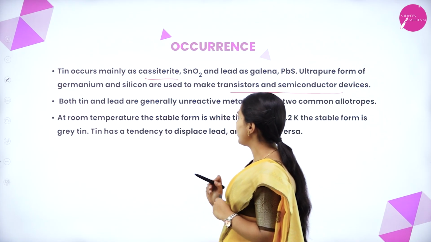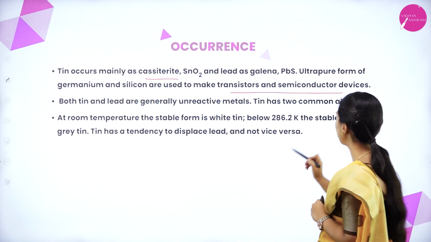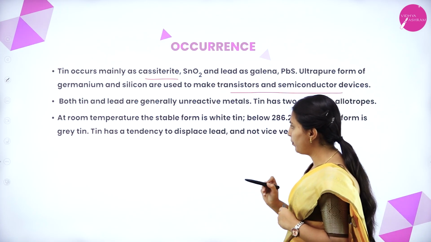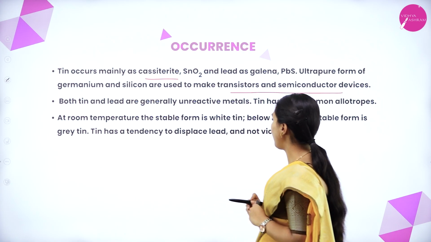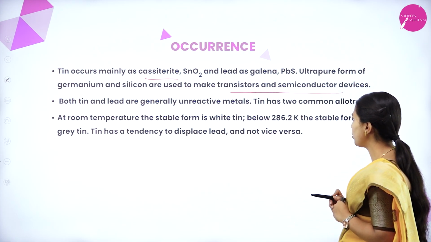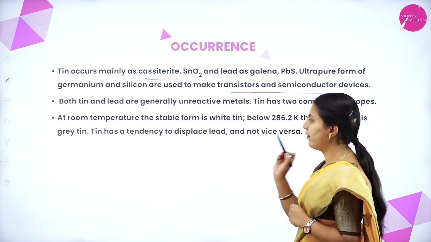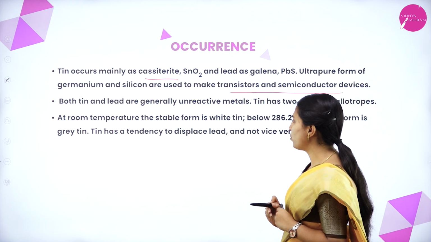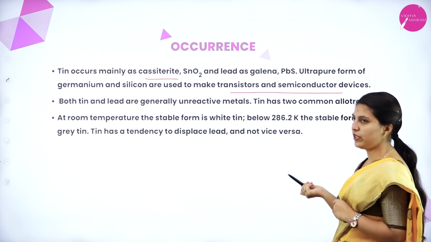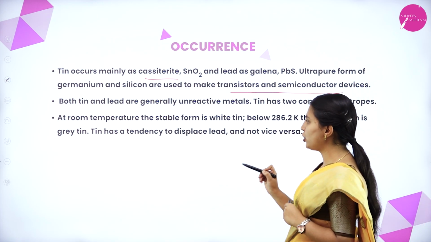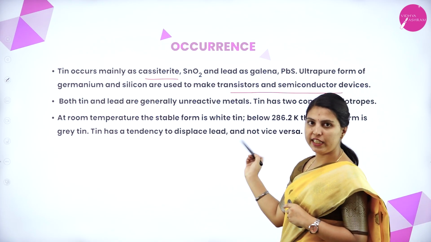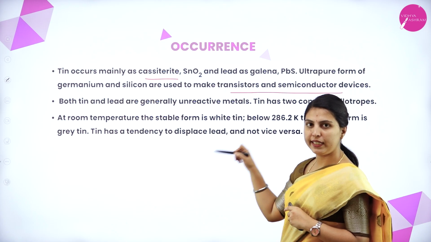Both tin and lead are generally unreactive metals. Tin has two common allotropes. At room temperature, the stable form is white tin. Below 286.2 Kelvin, the stable form is grey tin. Tin has a tendency to displace lead and not vice versa. It has the capacity to displace lead, tin displaces lead, but lead does not displace tin.